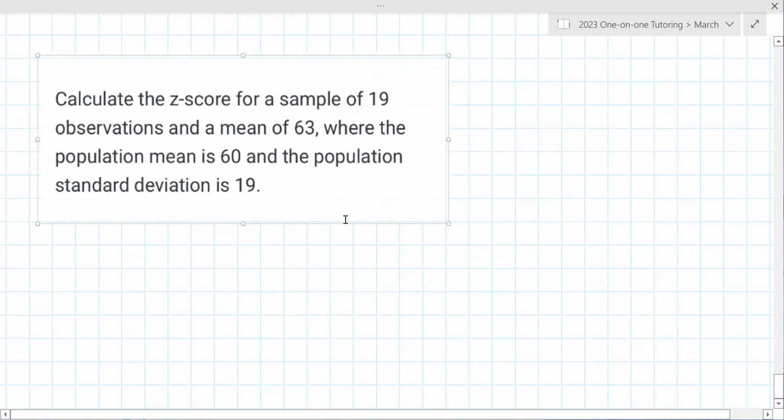All right, this one says calculate the z-score for a sample of, this now answers your question. See how it's out of order? They're giving you n first. 19 observations and a mean of 63, where the population mean is 60 and the population standard deviation is 19. So in this problem, tell me mu, sigma, n, and x, please. Go ahead and read it again if you need to. This is really important though, be able to get the numbers out.